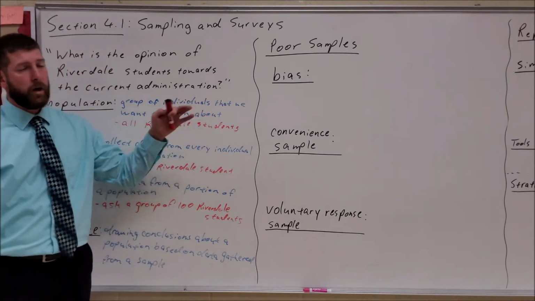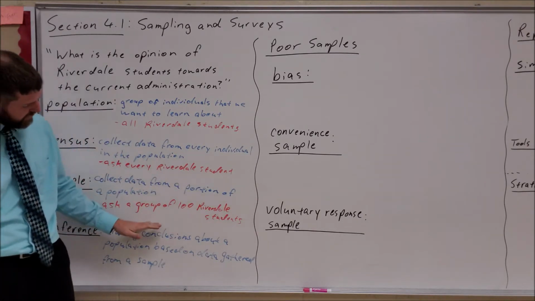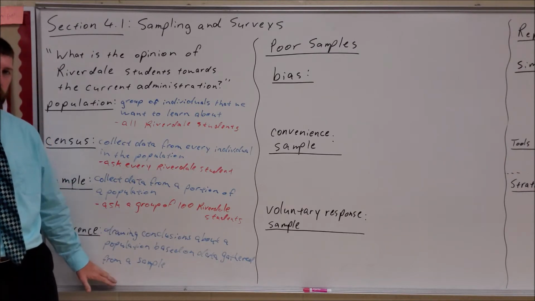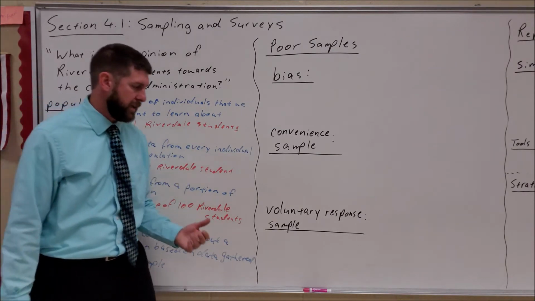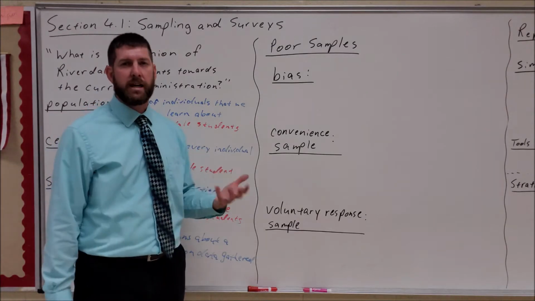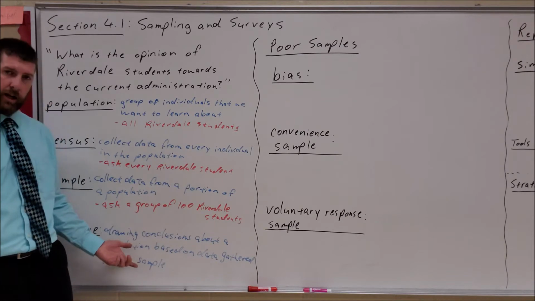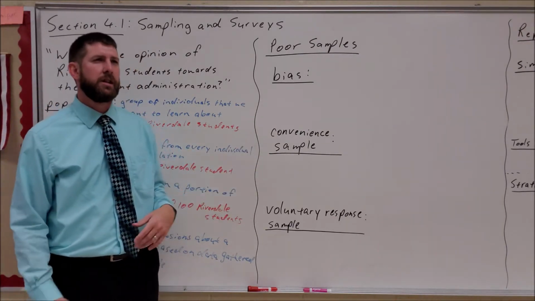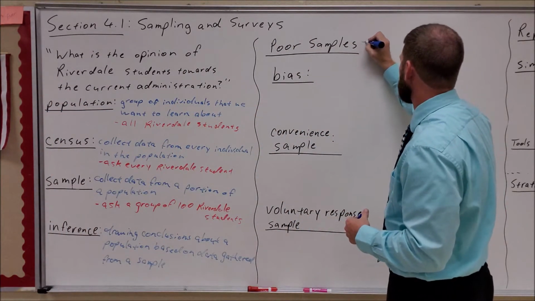Most of this section we're going to be talking about sampling. How do we get those individuals? How do we make sure we get a good group of 100 Riverdale students so we can draw good conclusions or make good inferences? Well, let's first talk about things we don't want to do. Let's identify some ideas of poor samples. What do we mean when we say a poor sample? Well, as I said, if we get the right 100 students, we can learn a lot about the population. So a poor sample would not be the right 100 students. Poor samples are samples that are not necessarily representative.